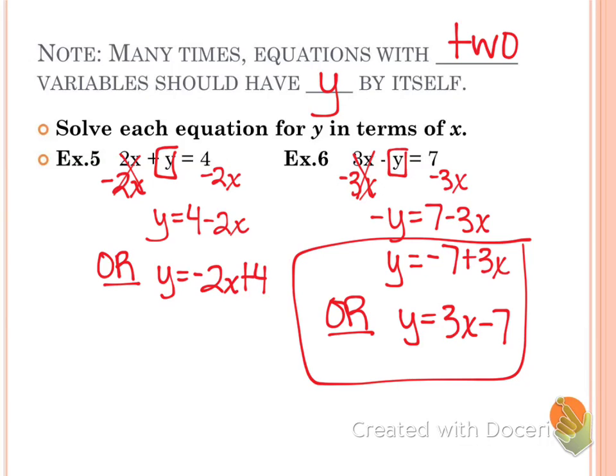The important part on that one is that when we switch the y from being negative to being positive, we switch all of the signs on the other side. So we switch the sign on the 7 and on the 3x. If you only switch one of them, it's not going to work.